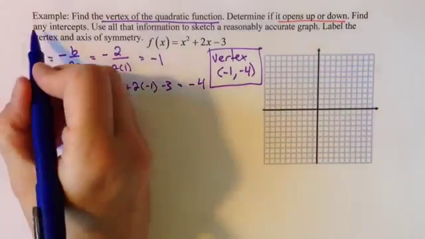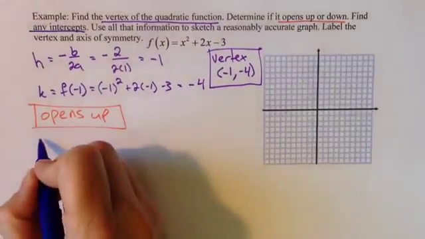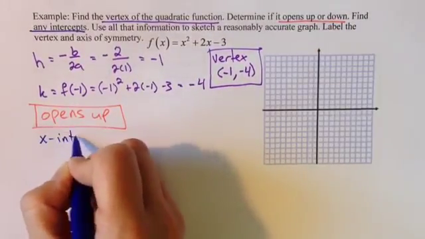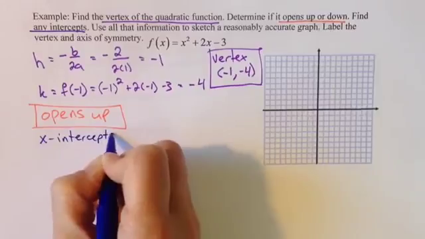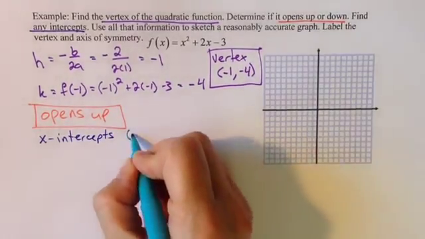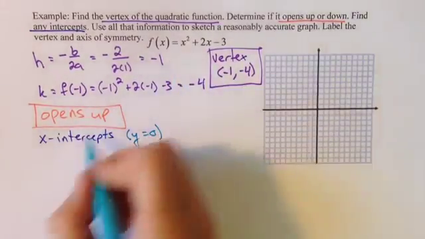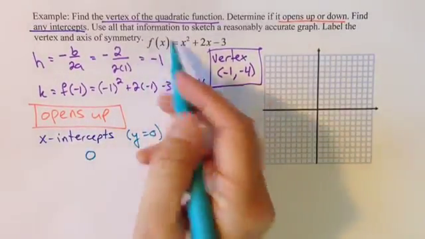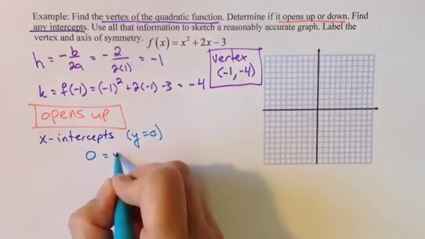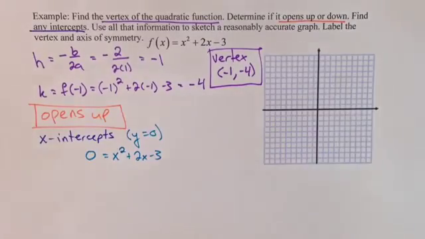Next, we're going to find any intercepts. That means both x and y intercepts. We'll start with the x-intercepts. Remember that in order to find the x-intercept, I'm going to set the y equal to 0 and then solve for x. So I plug in 0 for the y, or for the f of x, equals x squared plus 2x minus 3. And now I start solving for x.